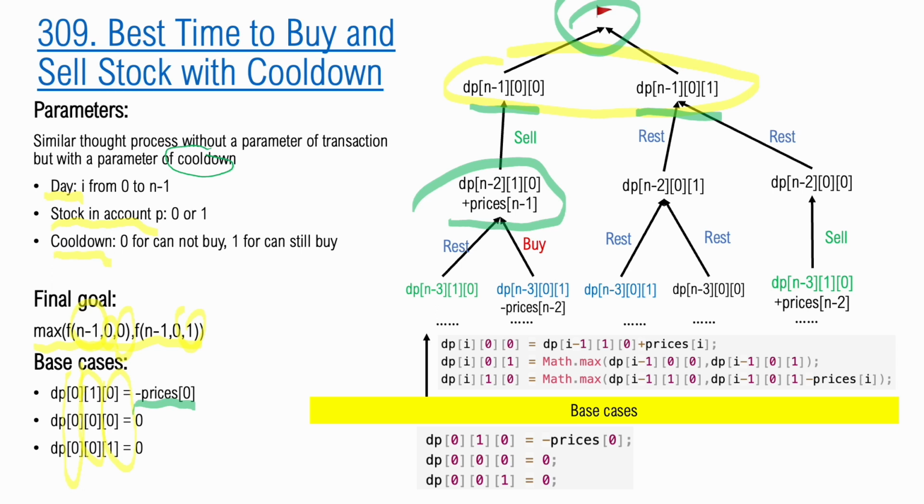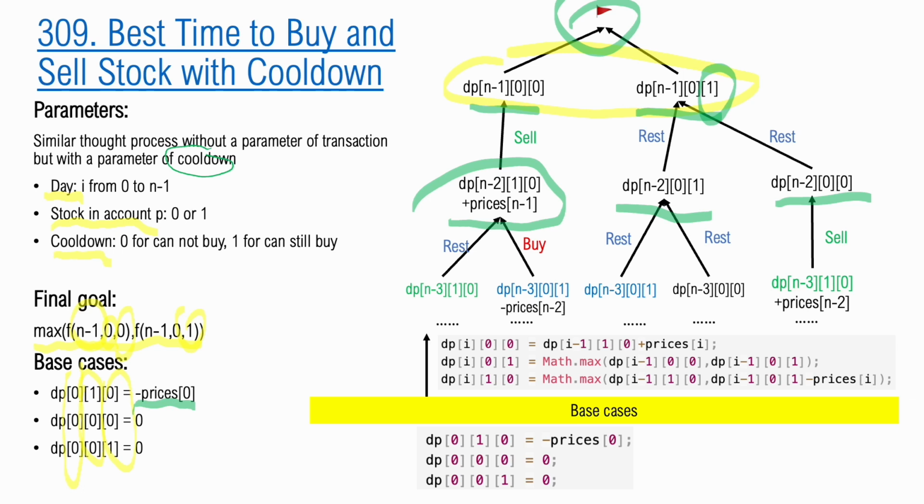And then for DP[n-1][0][1], now you are not in cooldown and you have no stock. Basically it means that you rested on this day. And then it will be based on the optimal solution of the previous day. It's either 0 stock not in cooldown or 0 stock in cooldown. Even if in the previous day you had 0, 0, after you rest on the last day, your cooldown will be over. Now you can still buy the stock.